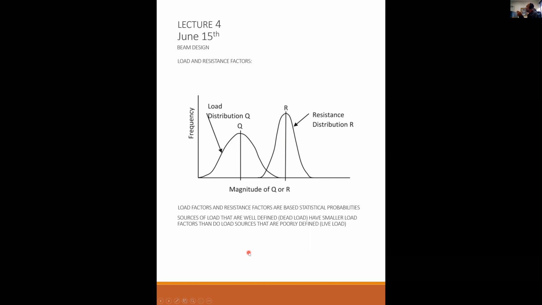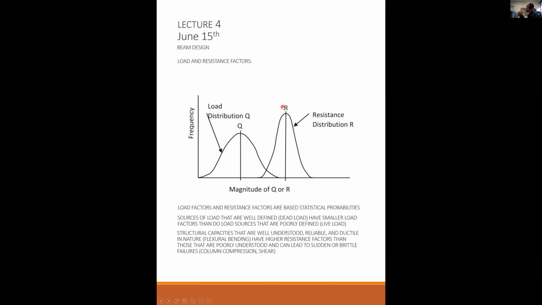Okay, and that also depends on what kind of load we're talking about. Sources of load that are well-defined, like dead load, have a smaller load factor than do load sources that are poorly defined or live load. So the bell curve gets skinnier with well-defined loads, and it gets much fatter with poorly defined loads.